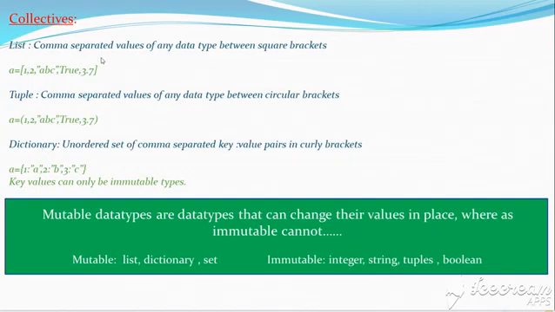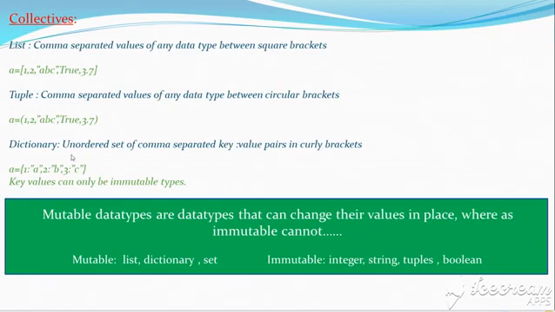Lists are comma separated values or data types which are written in square brackets. Here you can see A is a list in which 1 and 2 are decimal values, ABC a string literal, True is a boolean literal, 3.7 is a float literal. When we write these data types in a circular bracket, it becomes a tuple. Tuple is again comma separated literals. A is a tuple over here.